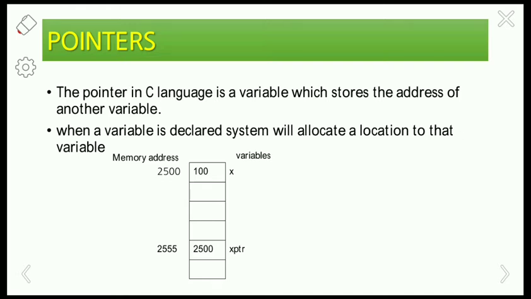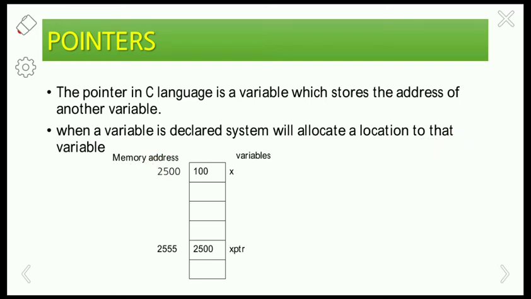When a variable is declared in the system, it will allocate a location to that variable. Now we will see how the variable is stored in the memory and how the address is assigned for the pointer variable. When a variable is declared, the system will automatically assign a location to that variable.